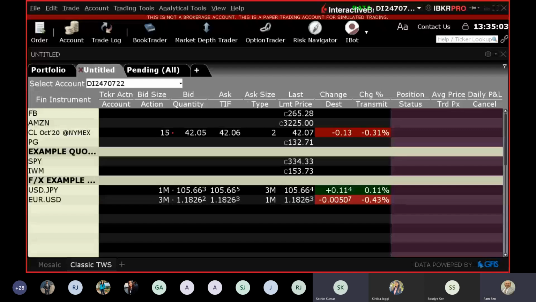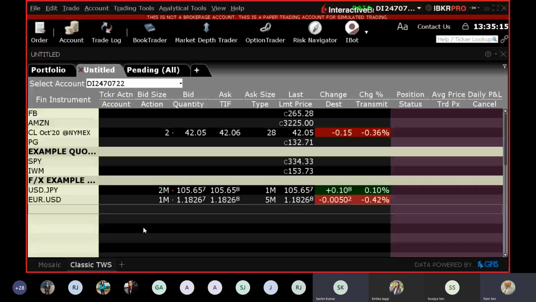Sorry, can you see the screen now, Sachin? Yes, sir. Okay, excellent. So we will just show how to trade. That will come a little bit later, it is actually in sequence, but I'll just give you a quick answer. I will show you any of the tickers.